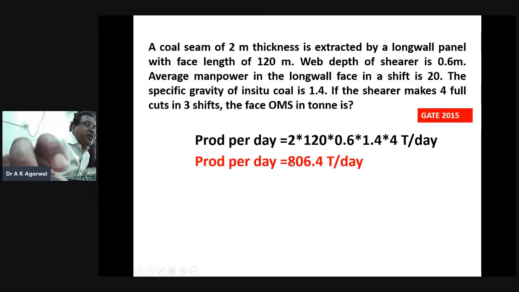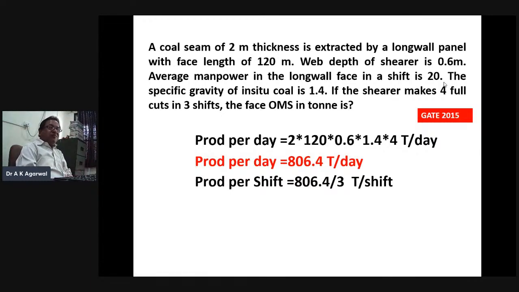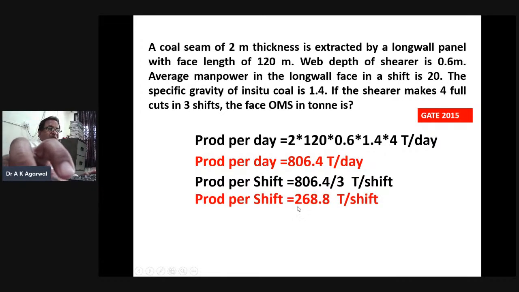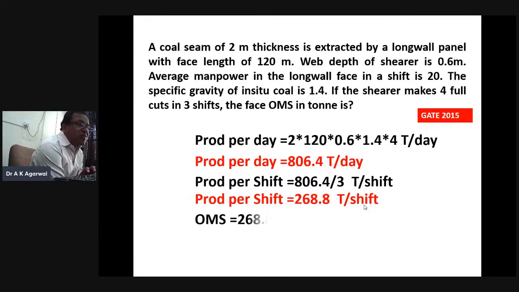In one day, 806.4 ton production is there, and average manpower in the longwall face in a shift is 20. In one shift, 20 persons are working. So production per shift, because 3 shifts are there in a day, 806.4 divided by 3, 268.8 tons per shift. This much production is there in one shift, and in one shift, how many persons are working? 20. So OMS is 268.8 divided by 20.